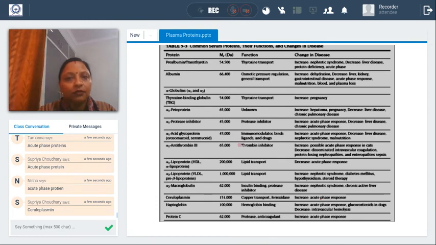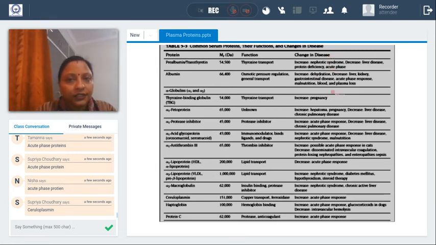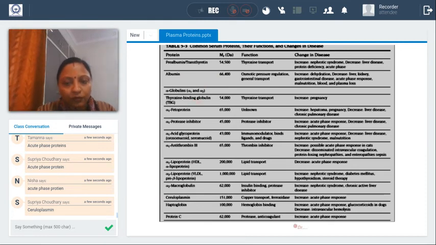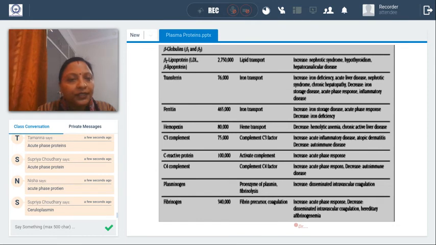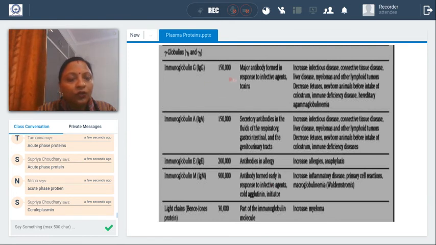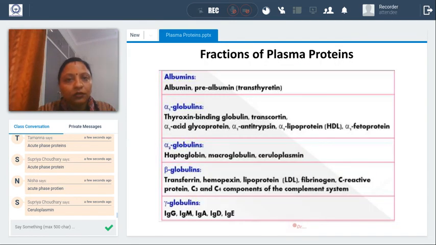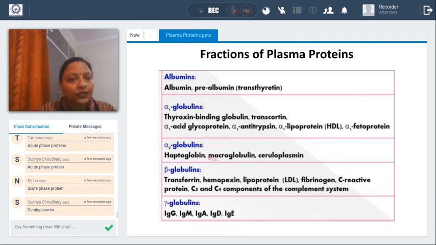These are the major common serum proteins, their functions, and their characteristics in various diseases. Pre-albumin, transthyretin, albumin, then alpha 1, alpha 2, and beta globulins, beta 1 and beta 2. These are gamma globulins: immunoglobulins IgG, IgA, IgE, IgM and IgD. Then there are light chain Bence-Jones proteins, abnormal proteins. These are the important fractions of plasma proteins: albumin, alpha 1 globulins, alpha 2 globulins, beta globulins, gamma globulins.